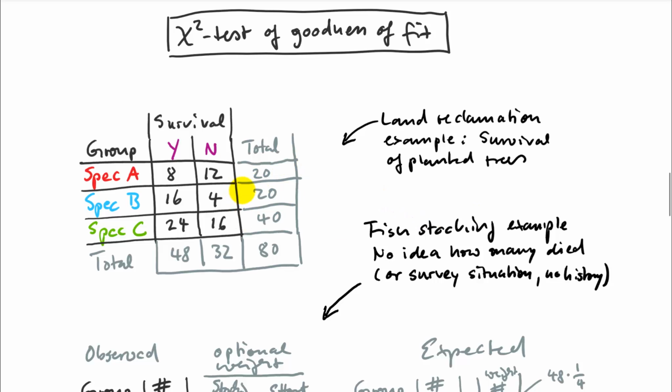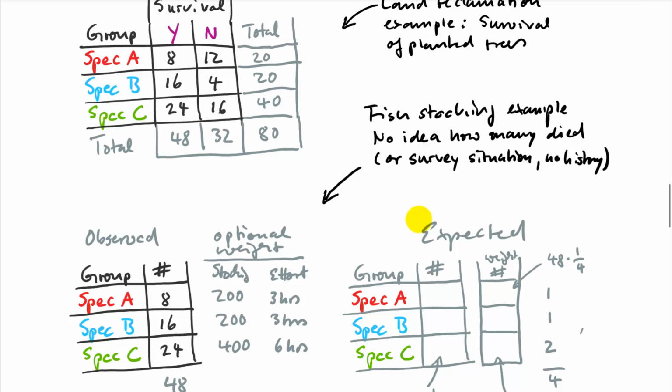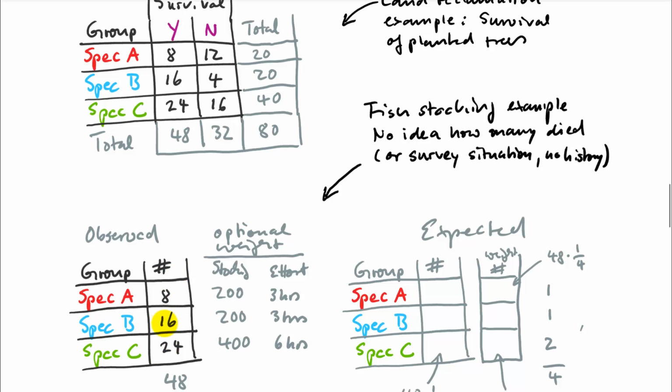But there are also other examples where you don't necessarily have both of these columns. This could, for example, be a situation where you survey. So you don't have a history of what you planted, so you only see one of these columns of what is actually there. Or it could be that the second column is simply hidden. Just to give an example, it could be some sort of fish stocking experiment. Let's say you have a lake and you stock it with 3 species of fish, and let's say we put in 200 of species A, 200 of species B, 400 of species C, and after a year or 2 we come back and we want to see what the survival is.